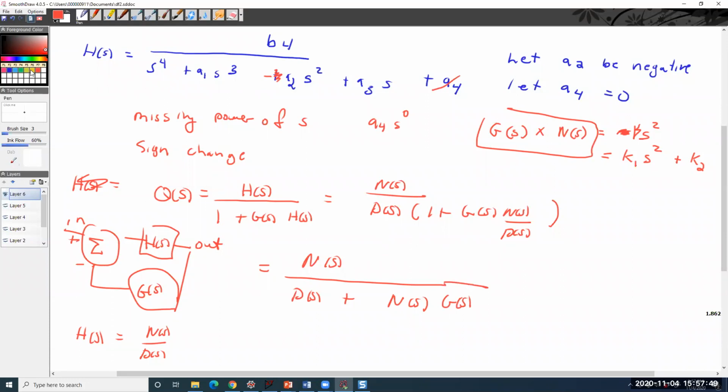So where's the original denominator? Well, it's right here. That's the original. But now I get to add B4 times G of S, and G of S can have more than one term. And so that's how I can fix it. Now that's getting a little sloppy there, so let's redo it.